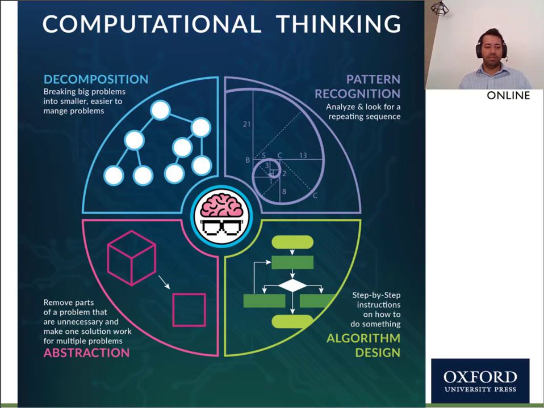Decomposition, breaking big problems into smaller, easier to manage problems. Pattern recognition, analysis, looking for repeating sequences. Algorithmic design, creating a step-by-step instruction set, kind of like a flow diagram maybe. That's what is shown over here. And abstraction. You remove everything that's unnecessary. Get rid of it all. Just keep everything that is necessary. Get rid of all the useless information.